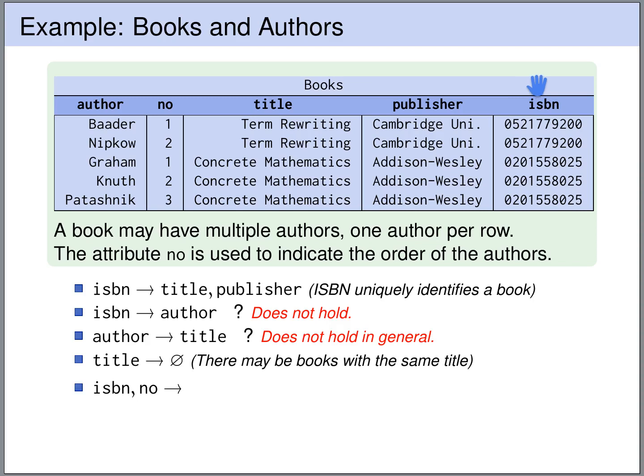What about the combination of ISBN and the number of the author on the book? So if I tell you the ISBN and I tell you I want the first or the second author, what can you tell? So we've already said the ISBN alone determines the title and the publisher. So ISBN and number still determine title and publisher, but additionally, if you tell me also the number, then we also know what the author is. The ISBN uniquely identifies the book, and if you tell me that you want the first or the second author, then this will uniquely determine the name of the author.